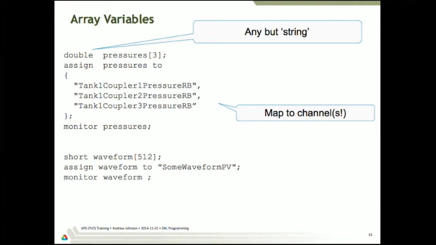And so if you're dealing with waveform records arrays, then you've got two different uses of the word arrays here. In the first case, we have an array and a monitor for each value. In the second case, we have an array waveform, but we only have a single channel that we're monitoring it to. And so what's happening there is the waveform PV, some waveform PV, actually contains a value which is an array. So there we're assigning the whole of that array channel into this waveform local variable. But it's slightly confusing that we use exactly the same syntax for both of them.